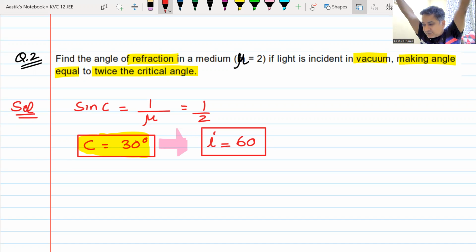Can we understand this, sir? Huh? Only boys understand this? Girls? Something wrong? Well done. So there is no refraction. There is only reflection. And the angle of reflection is 60 degrees. Yes or no?